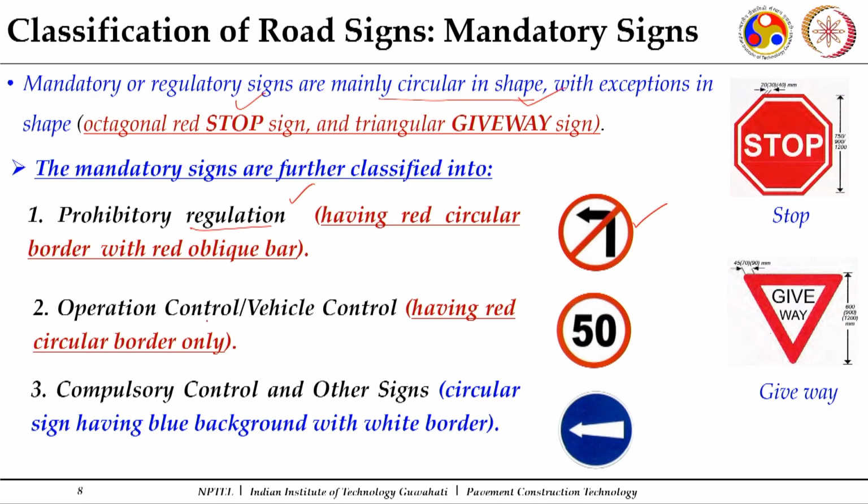This is the prohibitory one. And then the operation control one. See, this is giving you an operation control or vehicular control, which means that you have to move at a speed of 50. Then compulsory control or other signs. This is again an example: a circular sign with blue background with white border. It says you have to compulsorily make a turn, a left turn in that particular case.